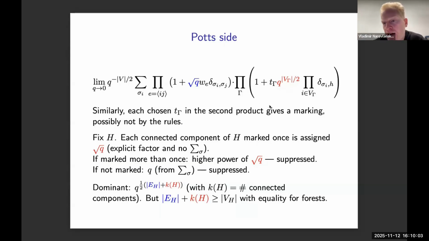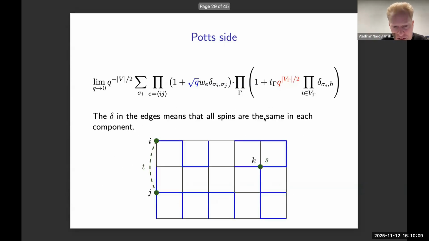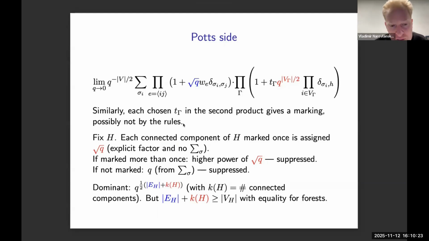Now, the problem is that at the moment we can still get markings which are not allowed, right? For example, in this case, we said that every tree must include exactly one dot. But when we take all the possible markings, we may get, for example, 2 dots in the same tree or something else, or no dots. So how is it fixed? This is fixed by the q goes to 0 limit.